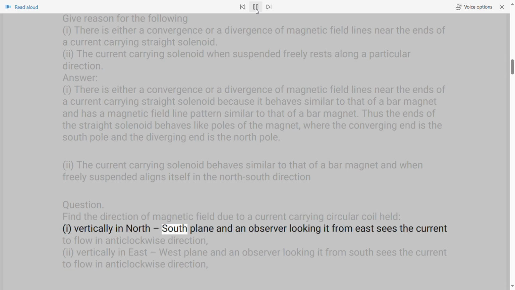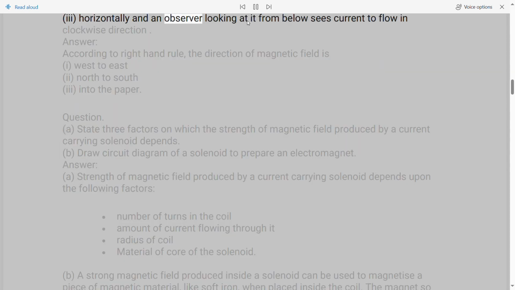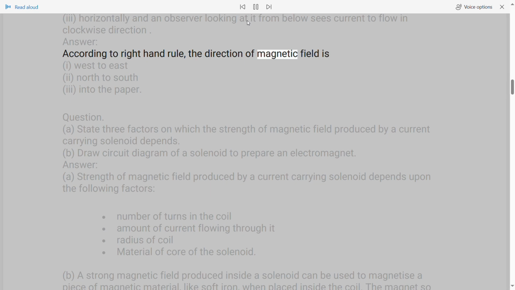1. Vertically in north-south plane and an observer looking at it from east sees the current to flow in anticlockwise direction. 2. Vertically in east-west plane and an observer looking at it from south sees the current to flow in anticlockwise direction. 3. Horizontally and an observer looking at it from below sees current to flow in clockwise direction. Answer. According to right-hand rule, the direction of magnetic field is 1. West to east, 2. North to south, 3. Into the paper.